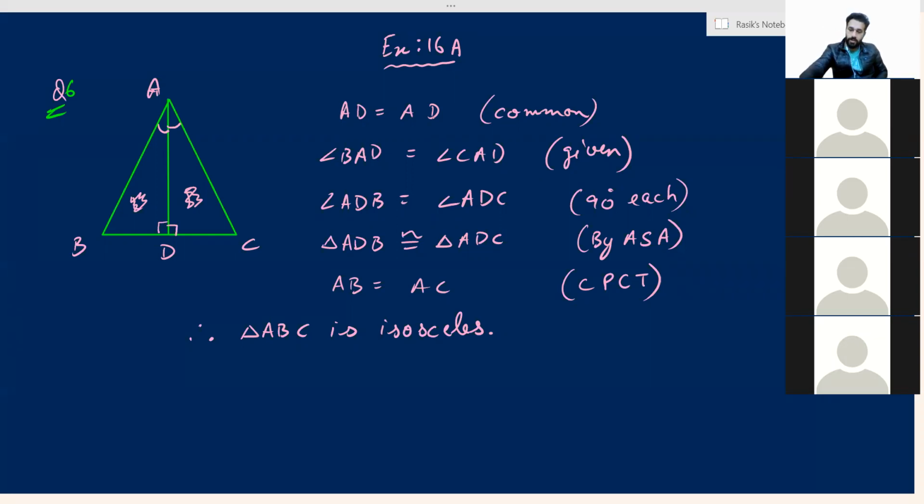Now we will be starting with question 7. Question 7 is your homework. Very easy, easiest question of the chapter. So please try it in homework. And tomorrow you will show me how you have done it.